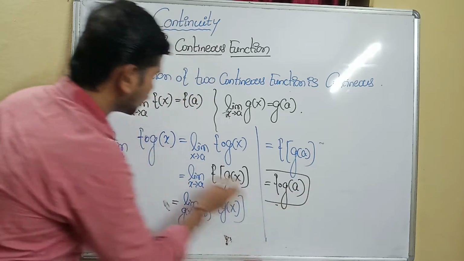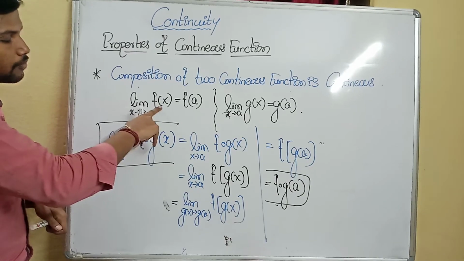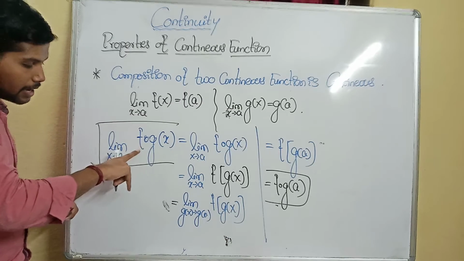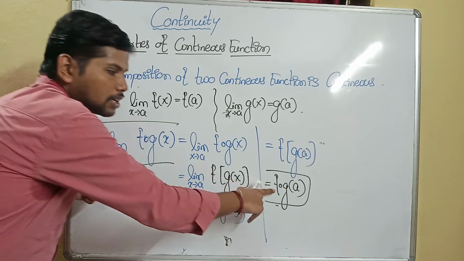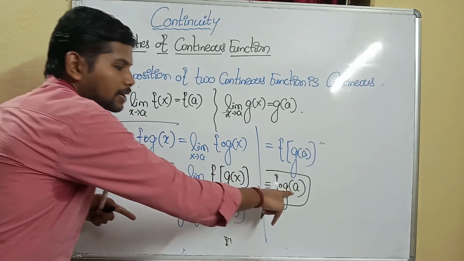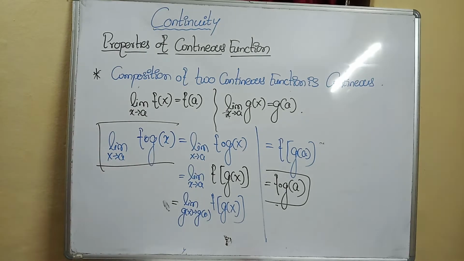Whether I got the continuity of the function now means I started with the f of x as x tending to a will be f of a. I started with the f composition g of x as x tending to a will be f composition x is replaced by a, means the composition of two continuous functions is continuous.